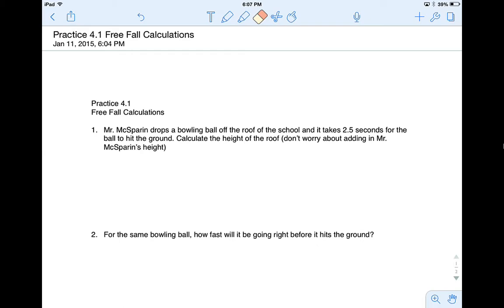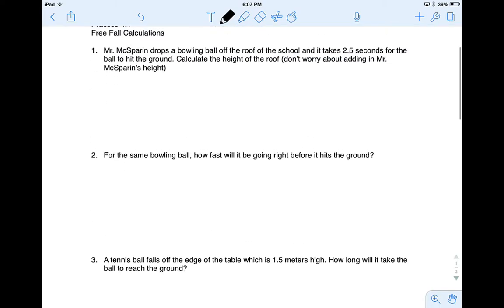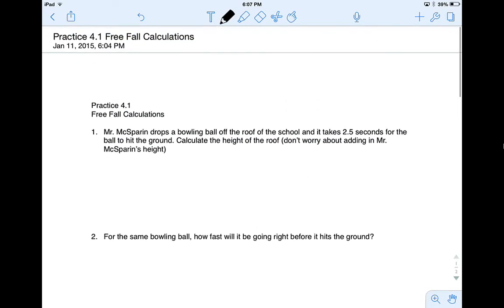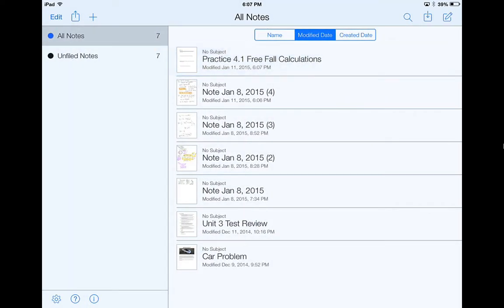All right, guys. This is going to be a video answer key for the practice 4.1 that we started on Friday. We've got some questions about how to do calculations on free falling objects here. And what I want to do real quick is go back to the notes that we did on Friday, which I've saved.